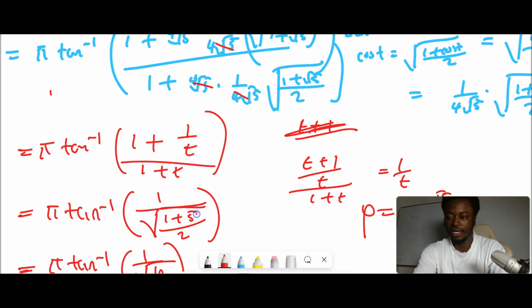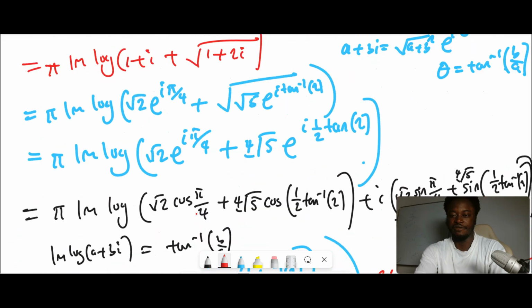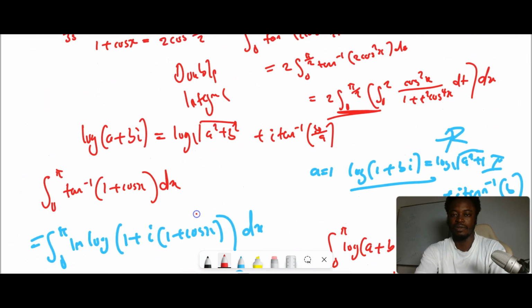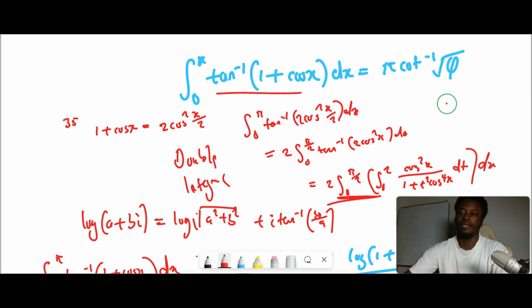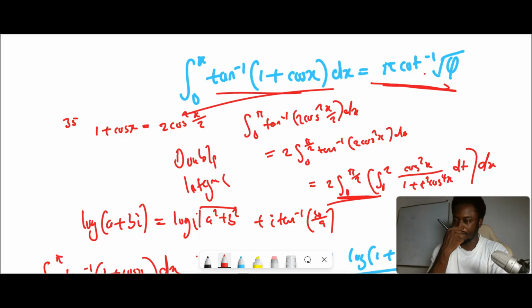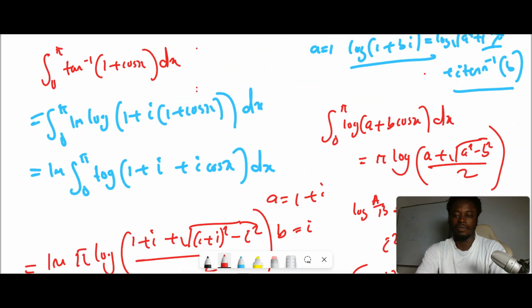Now you can see that we have achieved what we came here to do. We claimed at the beginning that this integral is equal to pi times cotangent inverse of square root of phi, and we have tried to keep our word and lived up to the task.